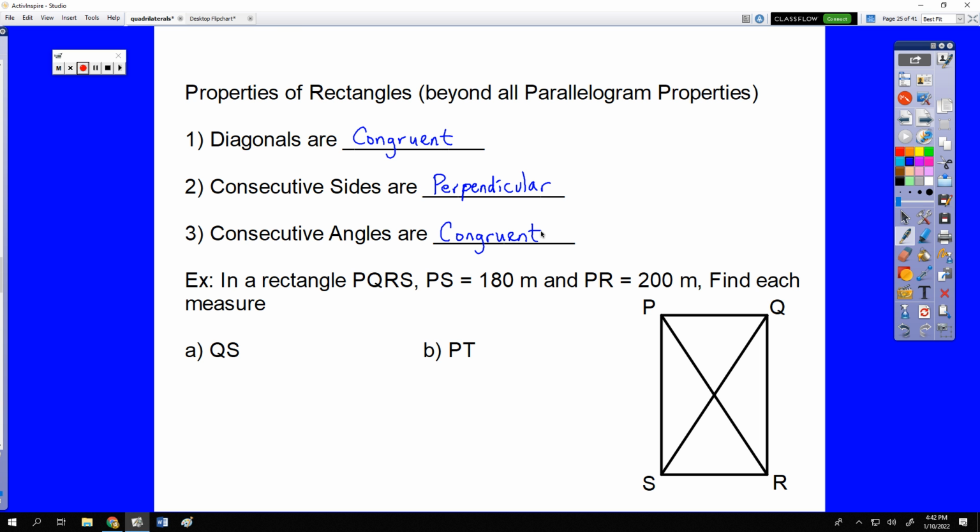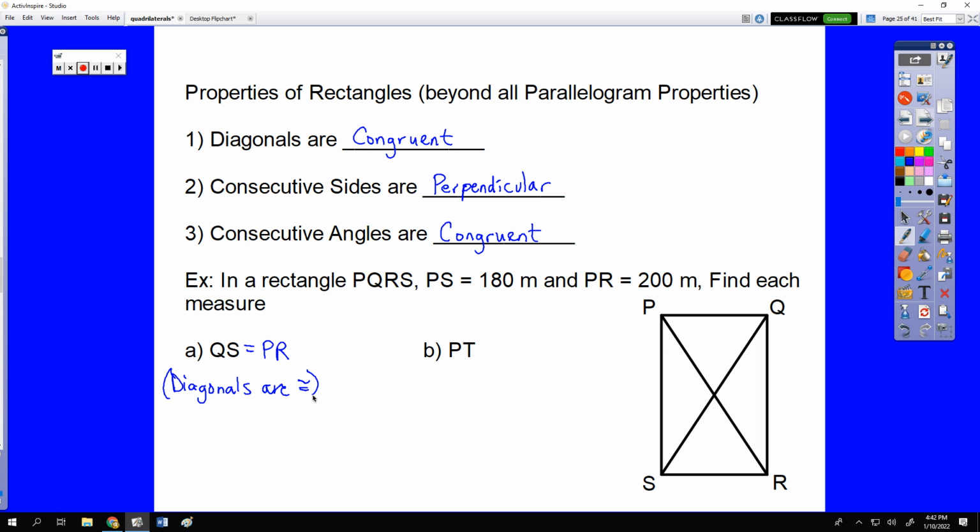So here, this first example is a word problem that I adapted from your textbook. It says that PQRS is a rectangle. In that rectangle, PS is 180 meters, PR is 200 meters, and we're asked to find these measures. So the first measure we're asked to find is QS. Well, in the picture, QS is one of your diagonals. The other diagonal is PR. And because this is a rectangle, we should know that QS and PR are equal because the diagonals of all rectangles are congruent.